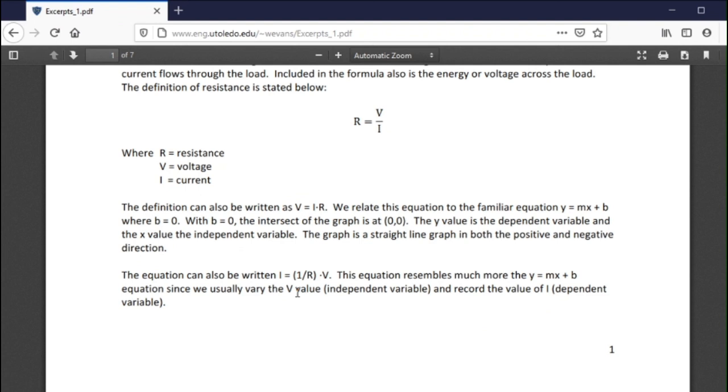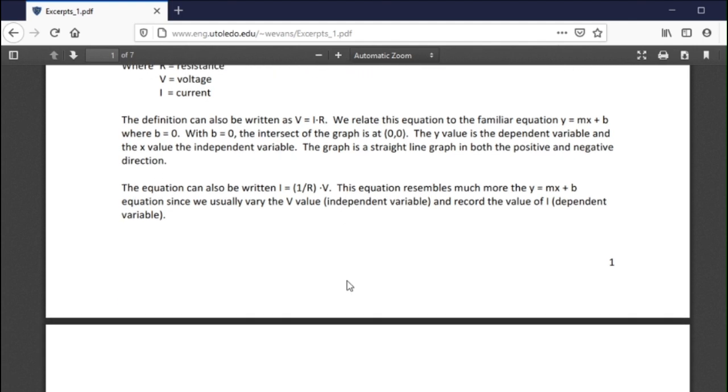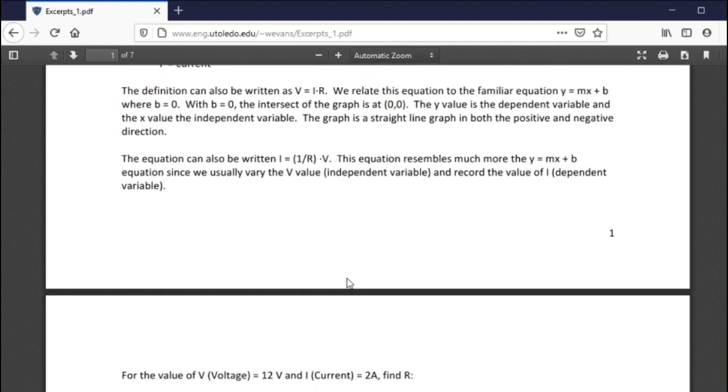So most of the time we do it the other way around. We vary V and we get the I, and that gives us the value of 1 over R. So the reciprocal of R, the 1 over R, is the value that we look at as our slope in most graphs. So the m is really the 1 over R. We sometimes call that conductance or G, but in this book we just call it 1 over R.